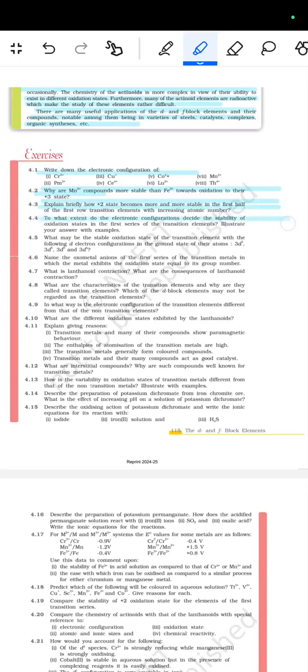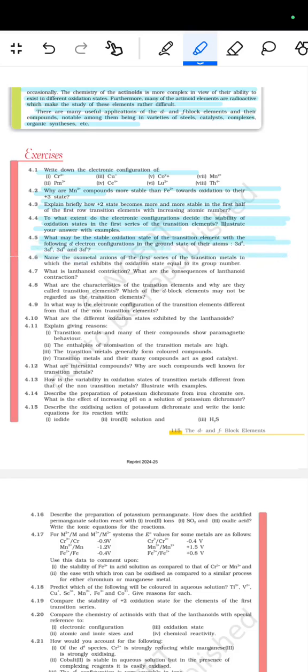To what extent does the electronic configuration decide the stability of oxidation states in the first series of the transition elements? Illustrate your answer with examples. What may be the stable oxidation state of the transition element with the following d electron configurations in the ground state of their atoms: 3d3, 3d5, 3d6, 3d4?